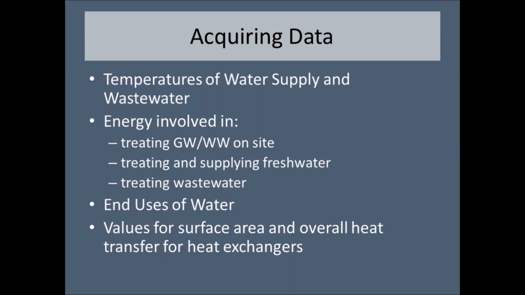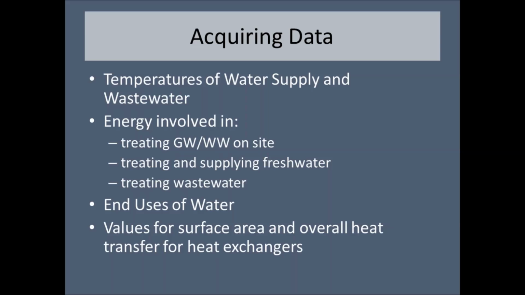We also need to look at the energy involved with the different treatment methods. So there's a lot of different methods for treating gray water, and to see how much energy it would take per amount of water to do that, as well as with wastewater, and to also compare this to what it would take to treat and supply fresh water, like normally within a community, as well as collecting and treating wastewater.